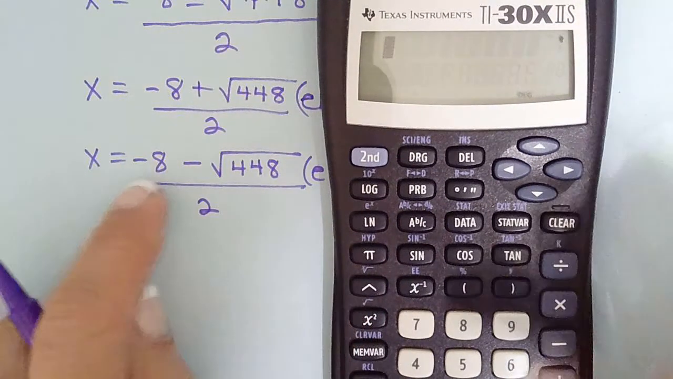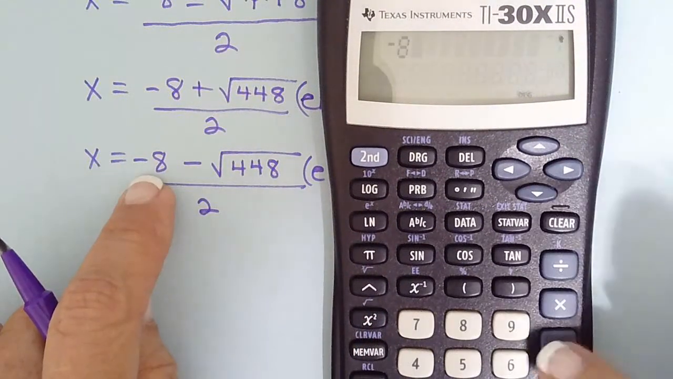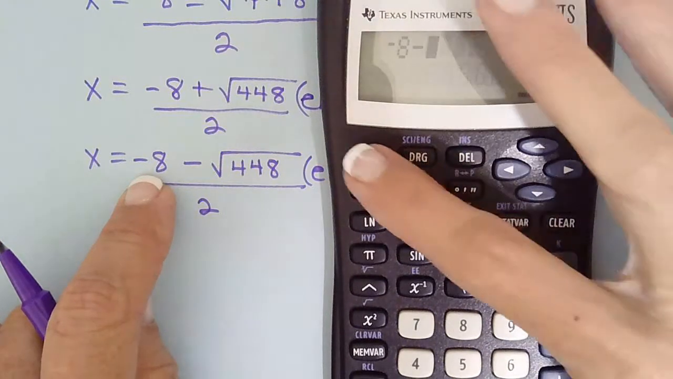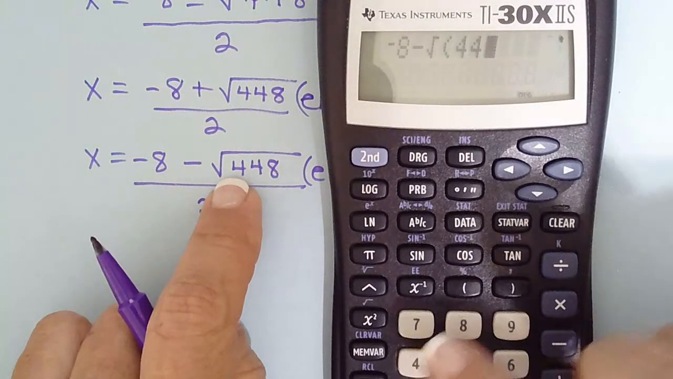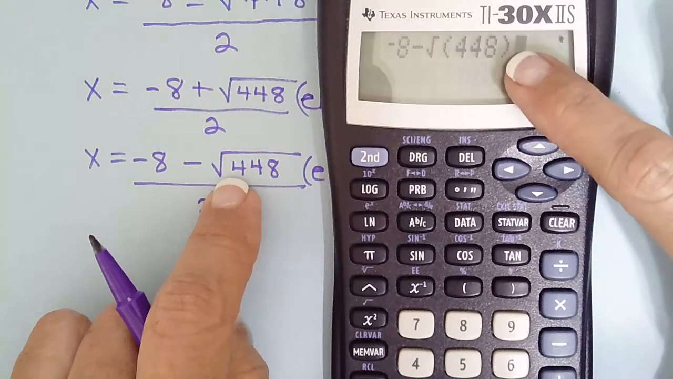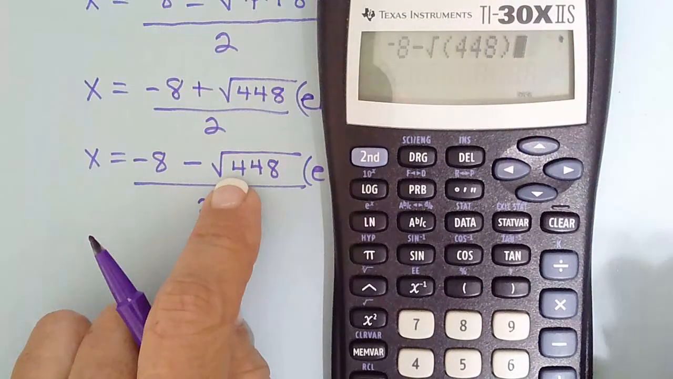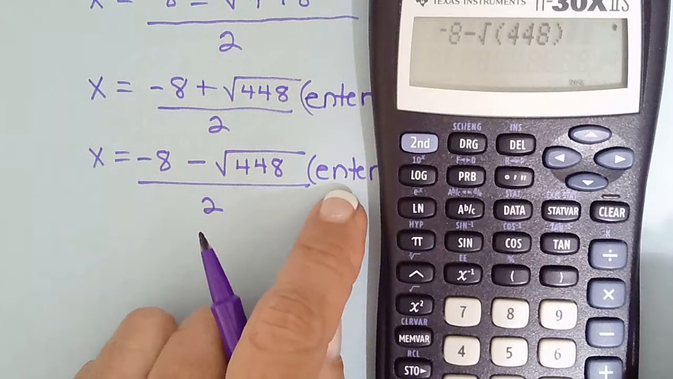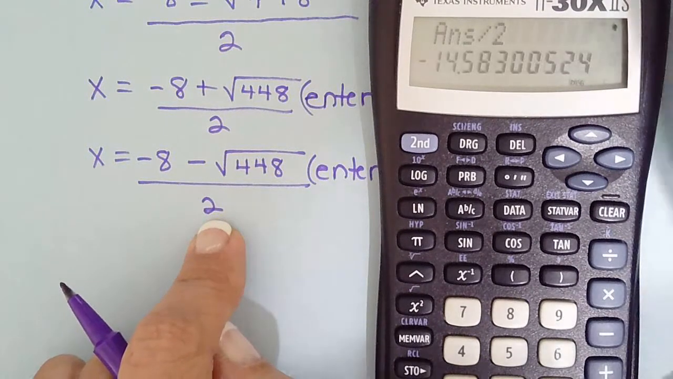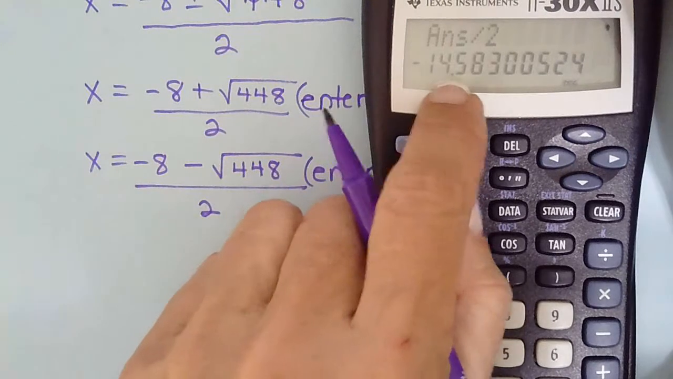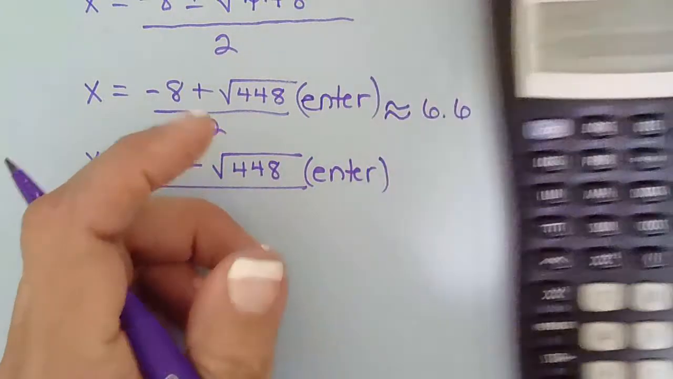Now we need to type in the other one and see what we get there. So clear, this one would be -8 minus second x squared, which is our square root, 448. Close your parentheses to tell the calculator you're done with the radical. Hit enter, and then divide it by 2. And that is -14.6 rounded.